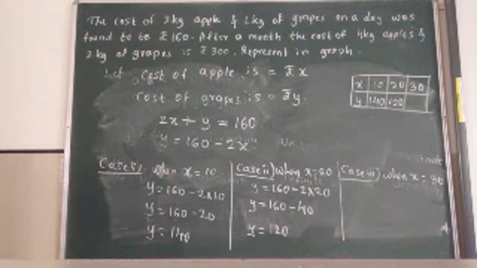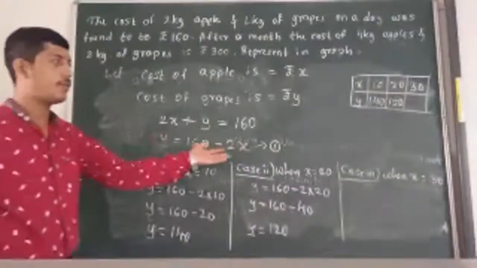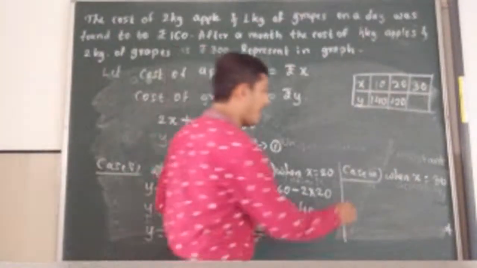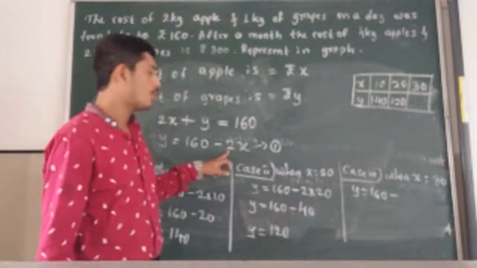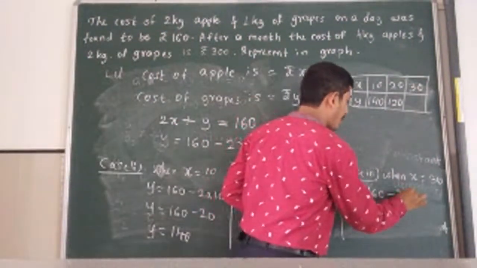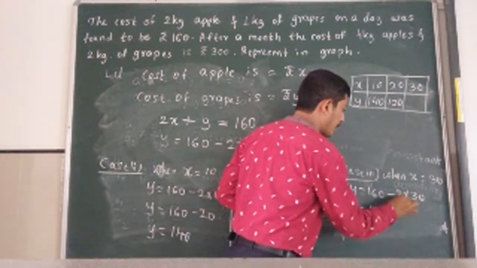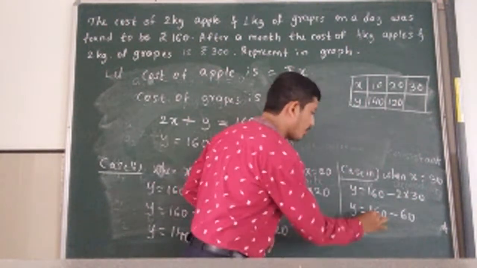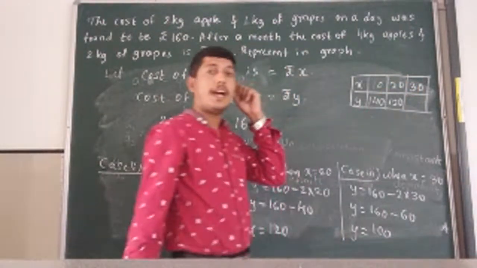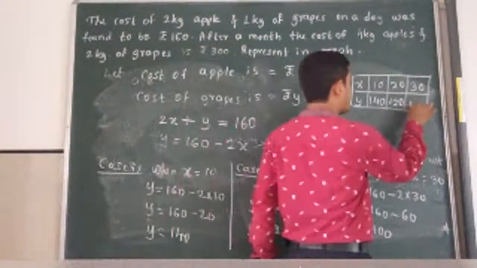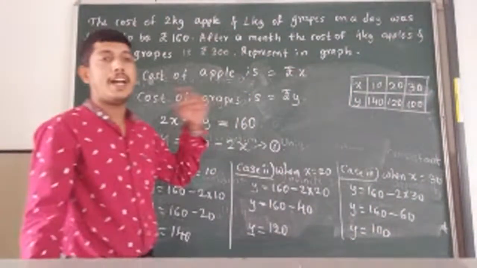I will consider this equation as equation number 1. Substitute in that equation. So what does it become? y equals 160 minus 2 into the value of x, which is 30. So y equals 160 minus 2 times 30. So y becomes 160 minus 60, which gives 100. So when the value of x is 30, the value of y becomes 100.